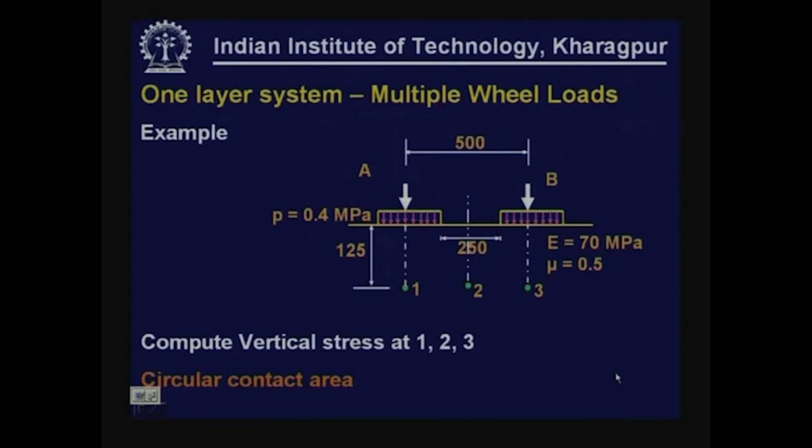We again have a similar example here, calculation of stresses due to multiple wheel loads. Here I have considered a dual wheel system. There are 2 wheel loads separated by a distance of 500 millimeters, contact pressure is 0.4 MPa. So, we are trying to calculate stresses at a depth of 125 millimeter. The distance between the 2 wheel loads is also given, properties of the elastic layer is given, modulus value of 70 MPa, Poisson ratio of 0.5. We are trying to compute vertical stress at points 1, 2, 3. We are assuming that these loads have circular contact area.